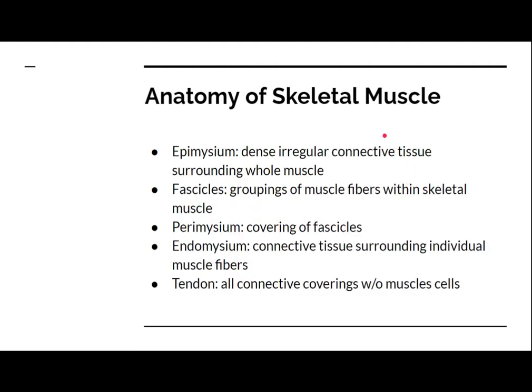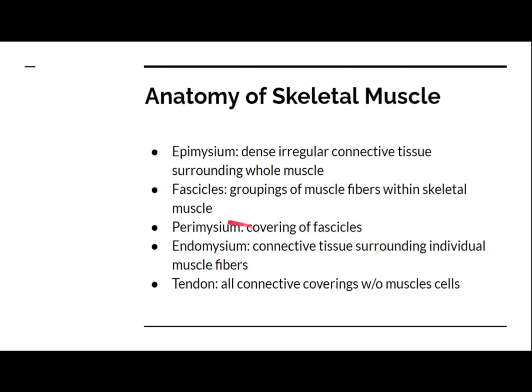So there are a few important things about the skeletal muscle that we need to talk about. There is first the Epimysium. That is dense, irregular connective tissue that surrounds the entire skeletal muscle. There is a picture coming up after this slide, so don't worry if you're not quite sure what we're looking at here. Then you also have those muscle fibers within that large skeletal muscle that are grouped within the larger muscle. Those are called fascicles. That is the groupings of muscle fibers.